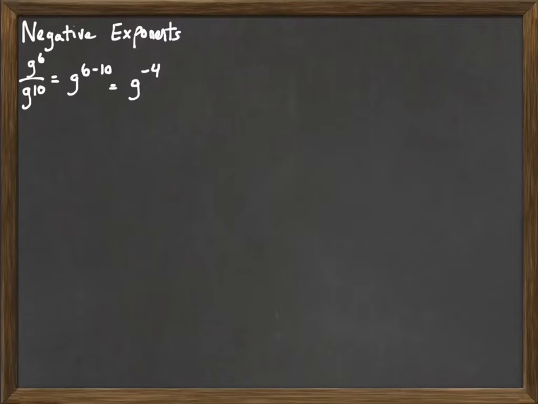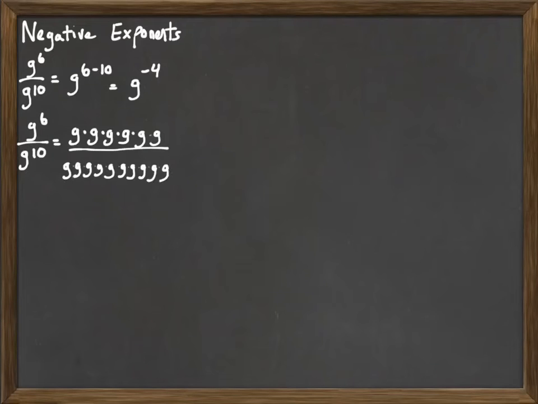Well, now we're going to try to unpack what that g to the negative 4th means, what it means to raise something to a negative exponent. So we begin by taking our problem and writing it down using our definition. g to the 6th just means g times itself 6 times. g to the 10th just means g times itself 10 times. And then remember the way that we approached this problem before we had our division rule for exponents is we canceled out common factors. So I have 6 of those on the top, and I can cancel that out with 6 of those on the bottom.